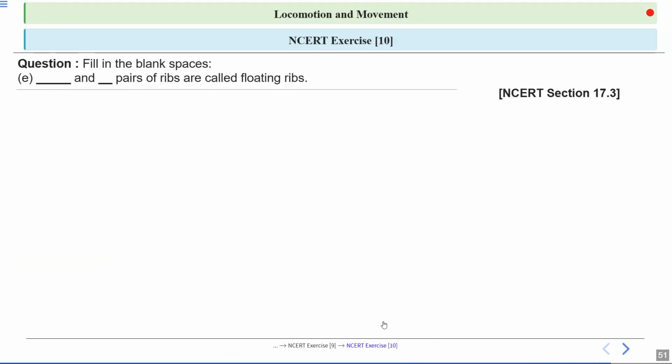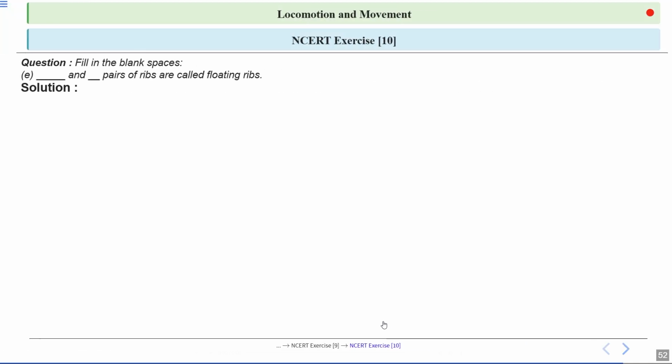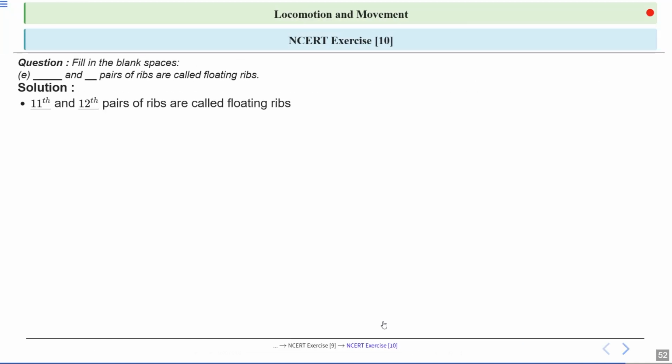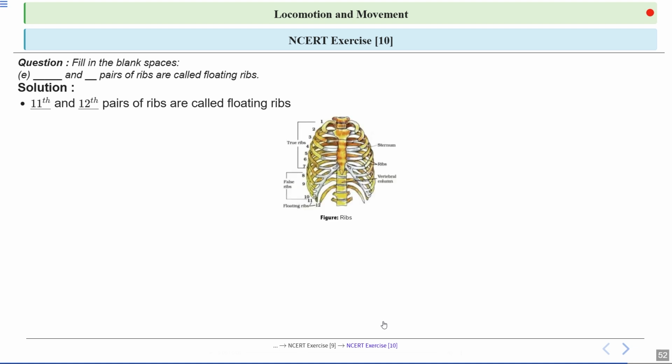Now, this is statement 5 of fill in the blanks, and it says: dash and dash are pairs of ribs that are called floating ribs. So they are asking about the number of floating ribs. So the answer is 11th and 12th pair of ribs. These are known as floating ribs. So remember, these ribs are very special because they don't connect to the front of the chest like the others do. So you can see the picture, the structure of ribs.